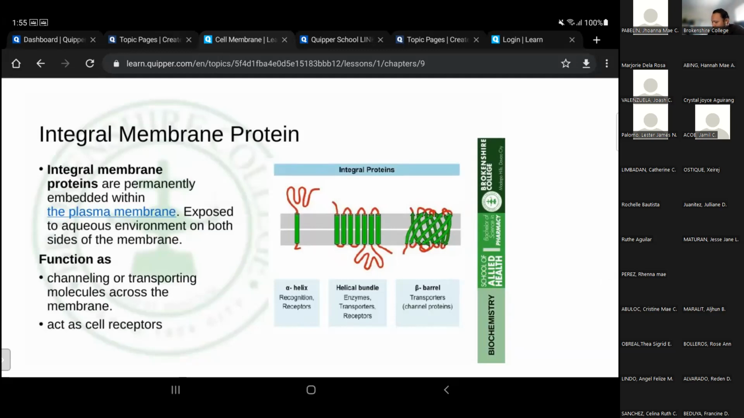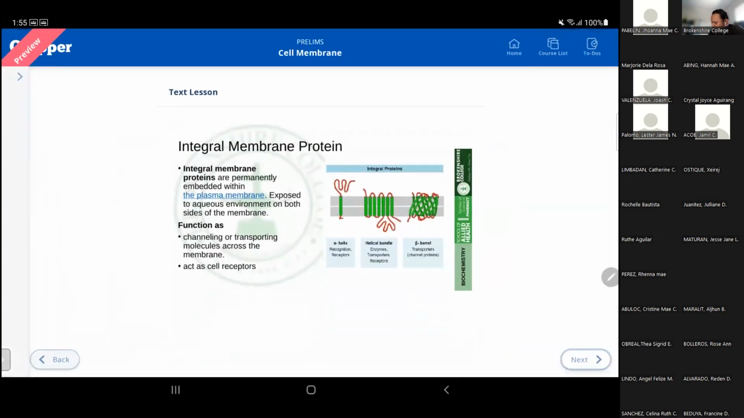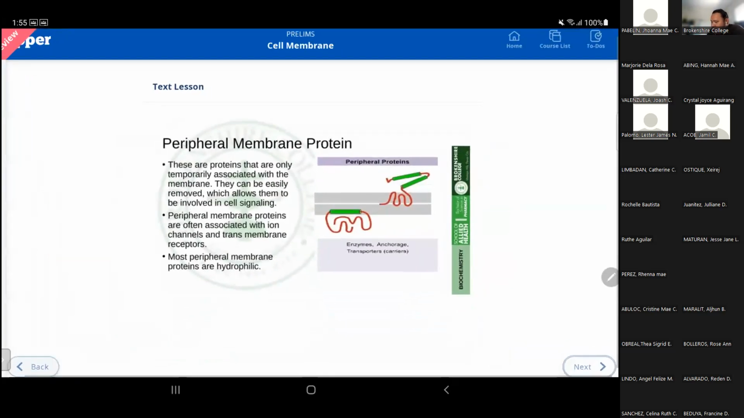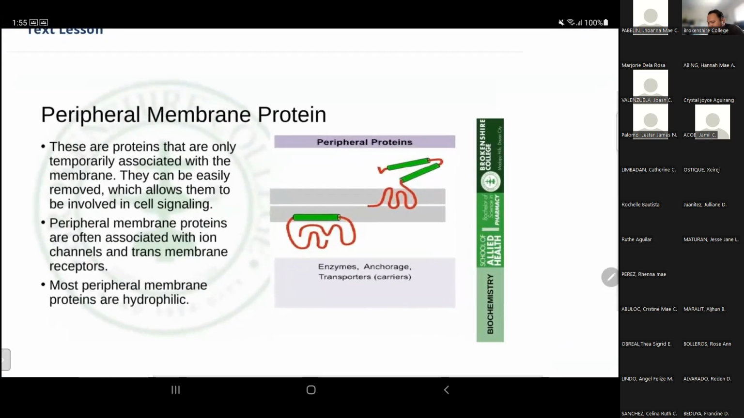Okay, so that is your integral protein, no? And then we have your peripheral proteins, those that are only temporarily associated with the membrane. They can be removed, no? As what I have mentioned, maaari siyang ma-detach or matanggal, which allows them to be involved in cell signaling. So peripheral membrane proteins are often associated with ion channels and transmembrane receptors. And most peripheral membrane proteins are hydrophilic.